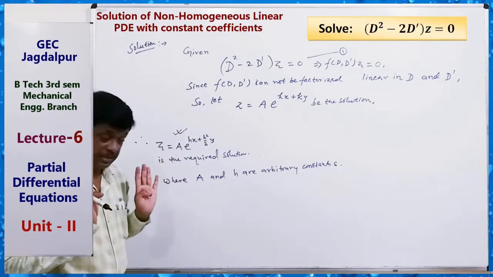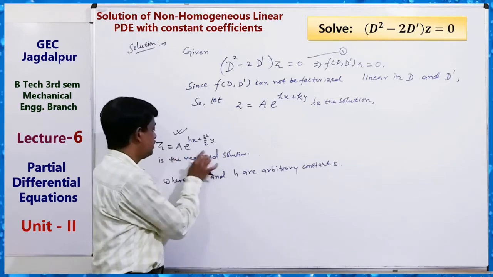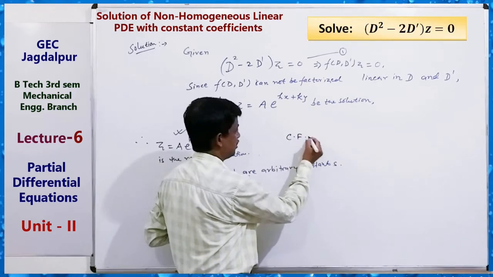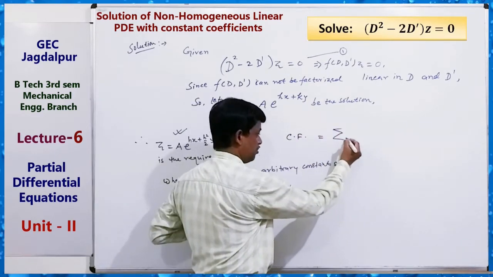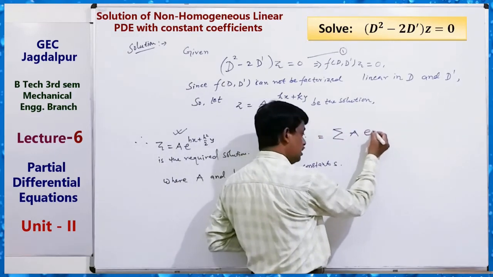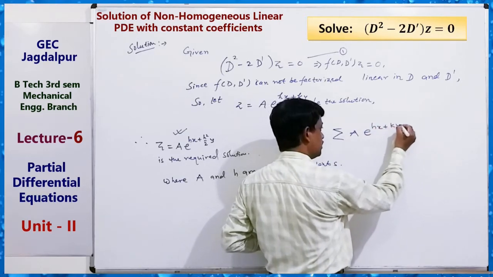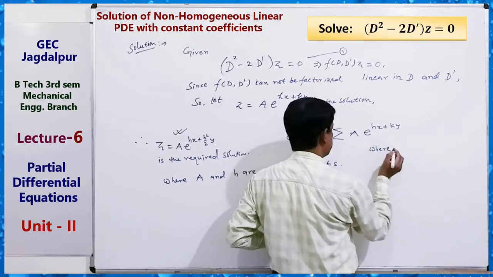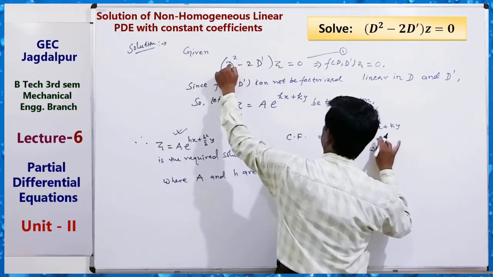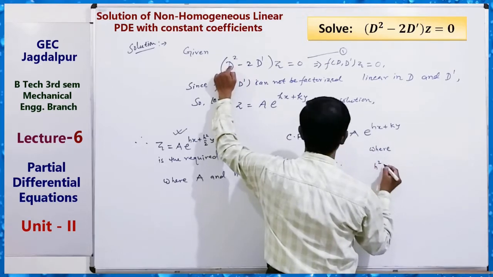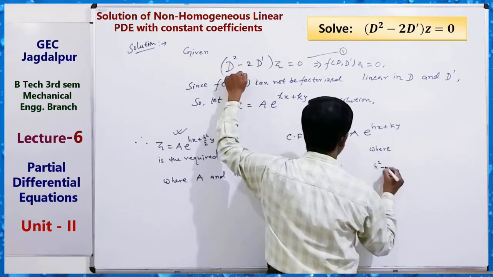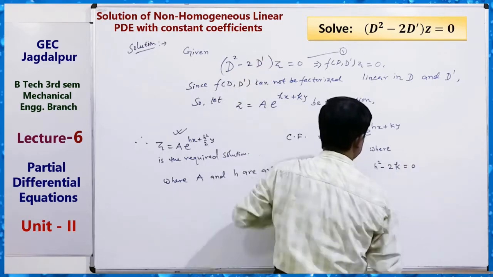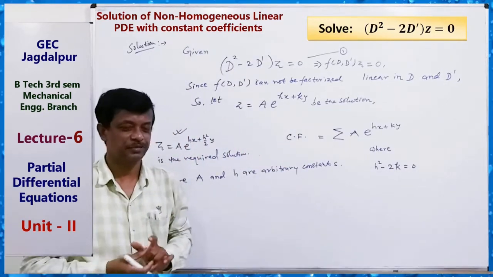So more generally, we can write CF as sum of constant e to the power hx plus ky, where you just have to write h squared D squared in place of D, minus 2 D dash k equals to 0. Writing method is very simple.